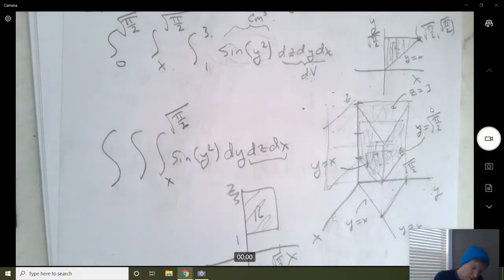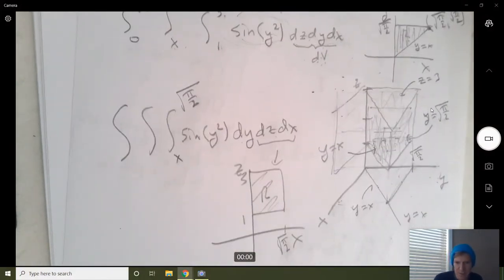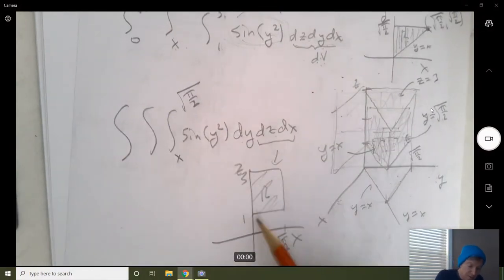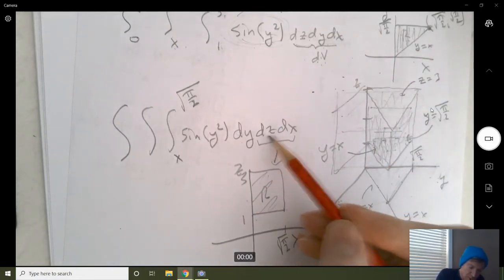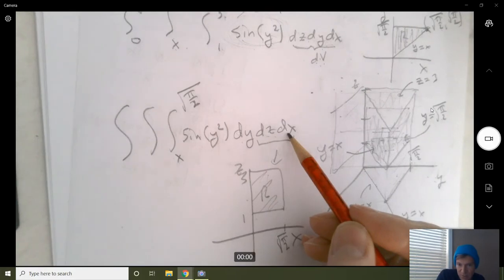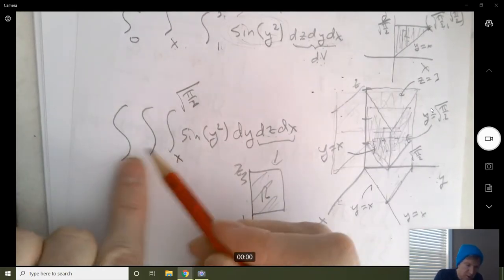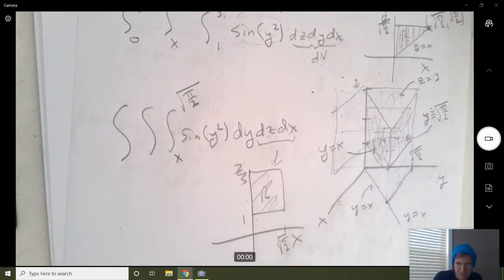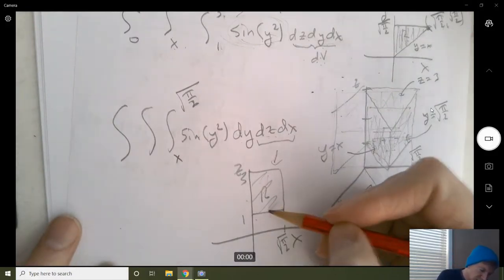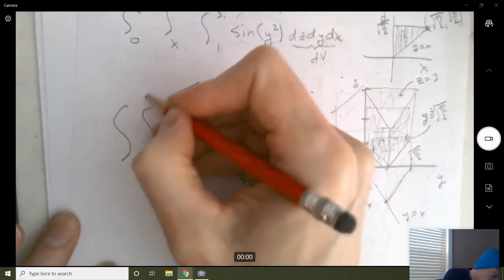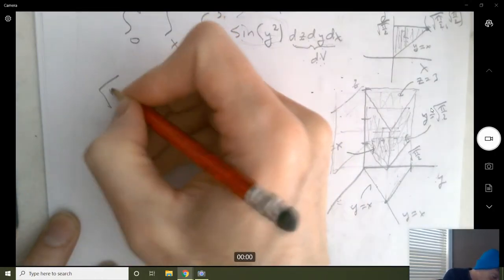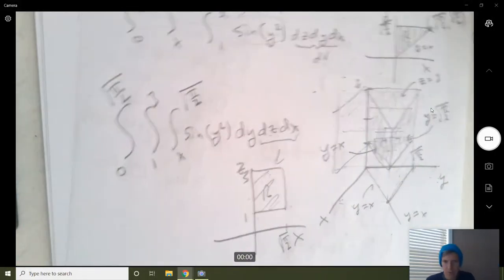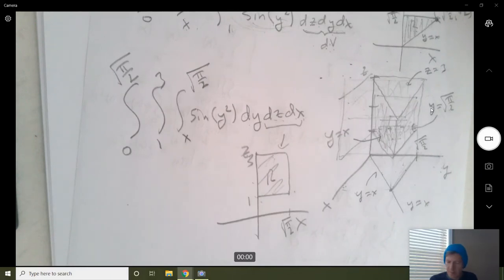So this is now our region for the dz dx. Since this is a rectangle, these are both constants and these are both constants. We could switch the order of these fairly easily, just making sure we switch these also, but they're going to be the same values. So now z would go from 1 to 3, and your x would go from 0 to root pi over 2. Okay, I think that's good for now.